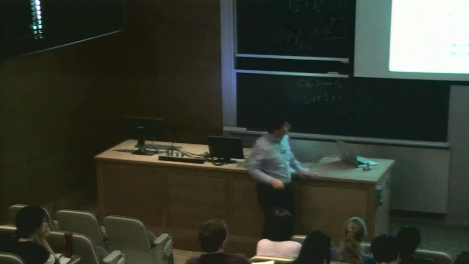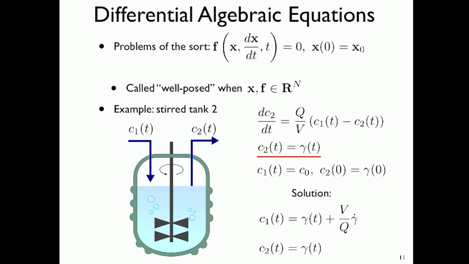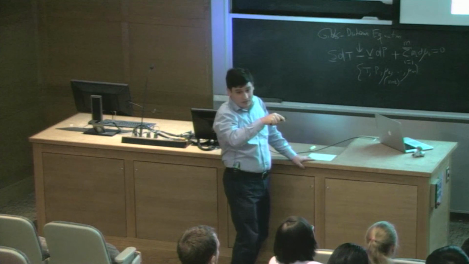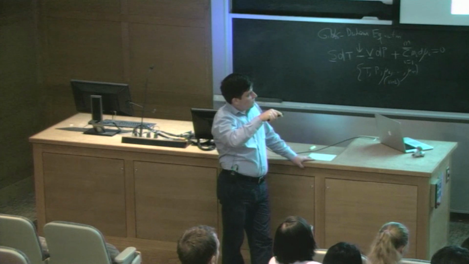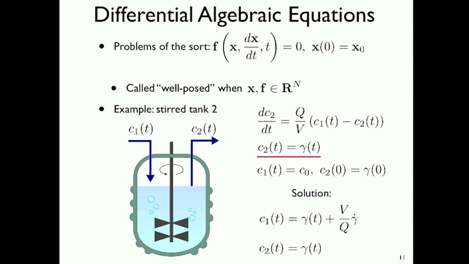Here's a separate example. Okay. Suppose instead I'm trying to either control or make a measurement of the outlet concentration, C2, and we call that gamma of t. Okay? And I want to know now what is C2 and what is C1. So now I've got to solve this system of equations for C2 and C1. The solution for C2 is easy. I know that C2 is gamma by definition. I've got to substitute this into the first equation and solve for C1. And I see C1 is gamma plus V over Q gamma dot. Okay? And I have to have initial conditions to go along with this.